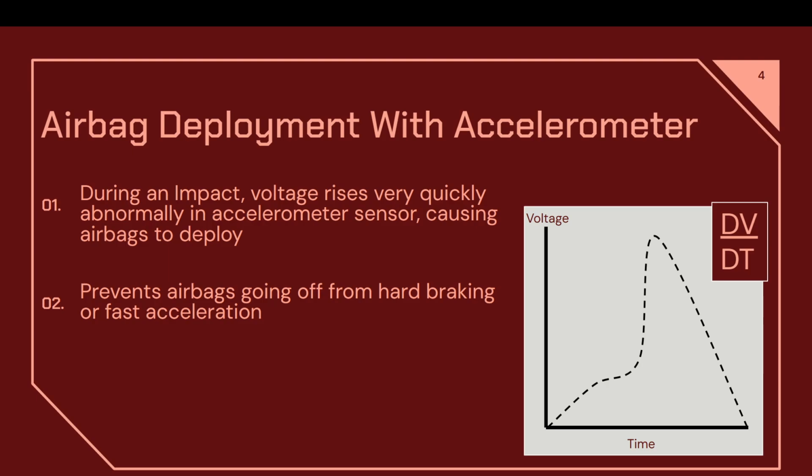Without this technology, airbags might deploy unnecessarily during hard braking or fast acceleration, which could actually be dangerous and costly. Using derivatives allows the system to distinguish between normal driving and an emergency situation, ensuring that airbags deploy only when truly needed.